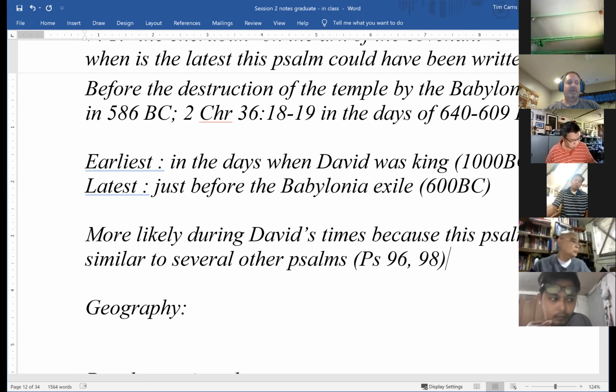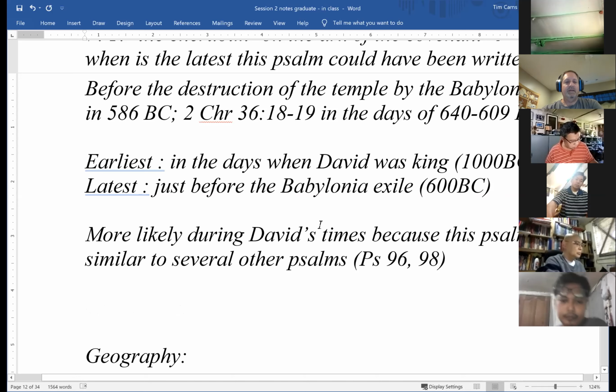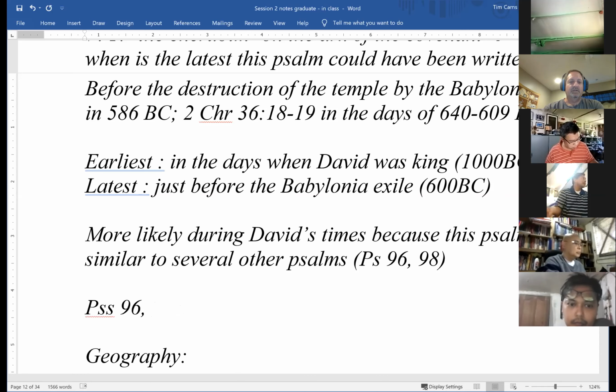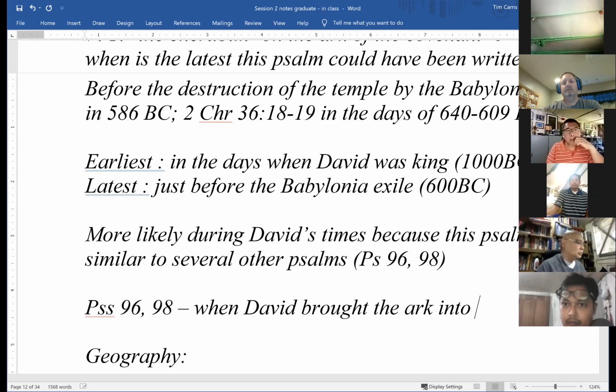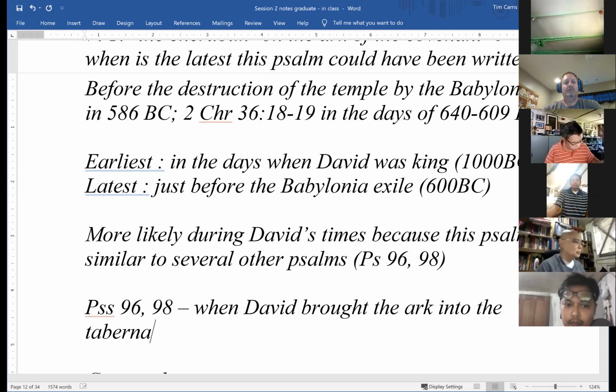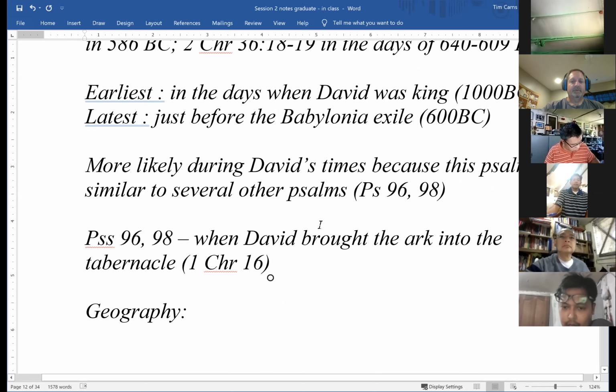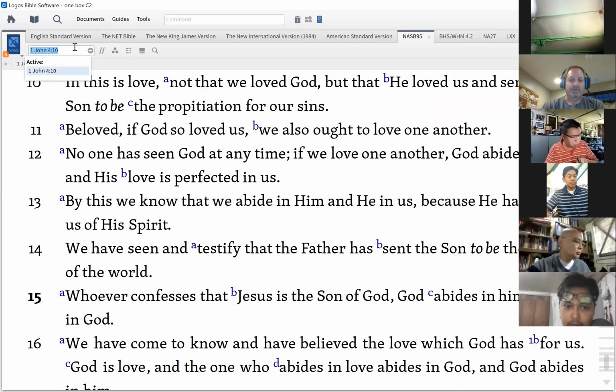And what's interesting about that is Psalm 98 and 96 sound a lot like when David brought the ark into the tabernacle. And I think it's 1 Chronicles 16. In fact, let's look there for a moment. Let me open up Psalm 96. If you go to that passage, Psalm 96.